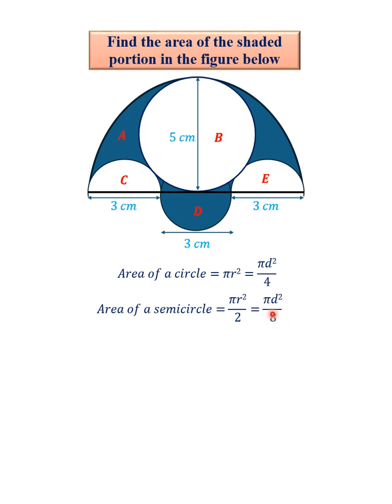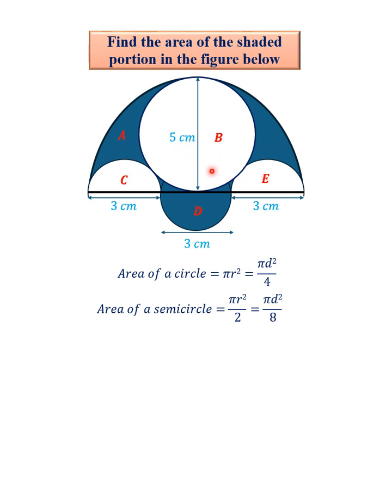Now we know the formula, we can now dive right into the problem. Join me, let's continue. Be patient, we are going to get there. The area of this shaded portion is simply going to be the area of the entire shape minus the area of the unshaded portion.